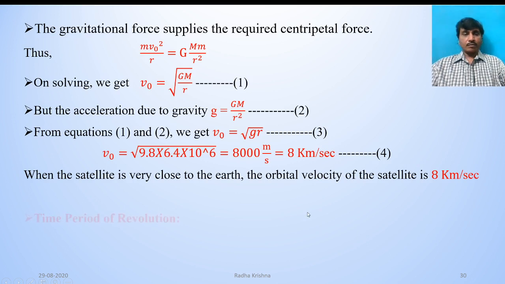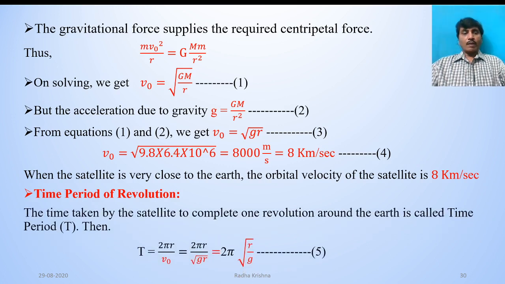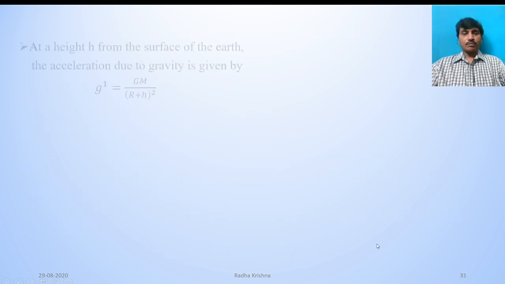Now we have to derive the expression for time period of revolution of satellite around the Earth. Time period means the time taken by the satellite to complete one revolution around the Earth. This is denoted by capital T. Time period T is equal to 2 pi r by v0, that is equal to 2 pi r by square root of gr, that is equal to 2 pi into square root of r by g, that is equation 5.